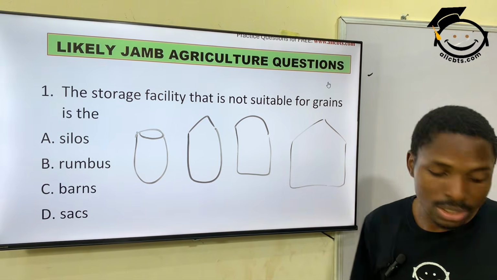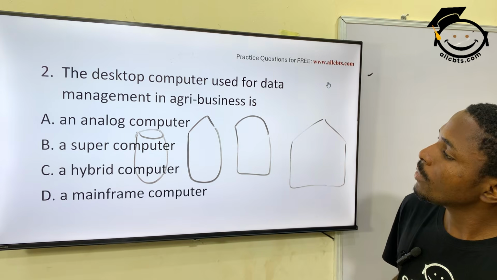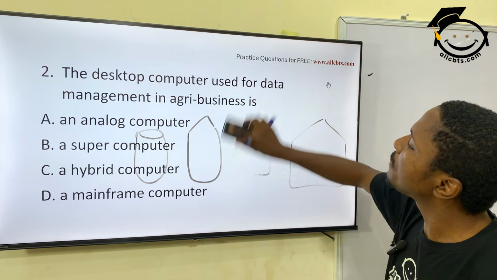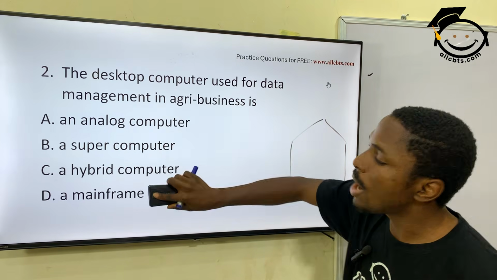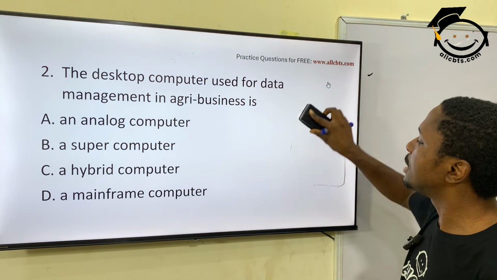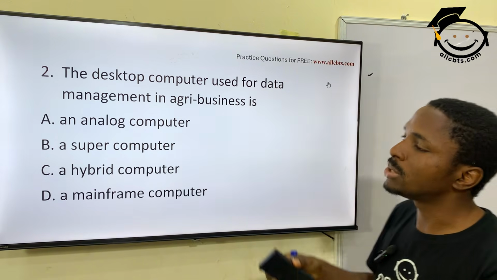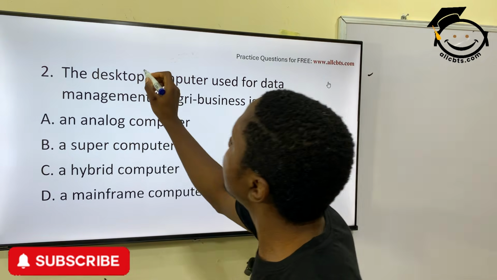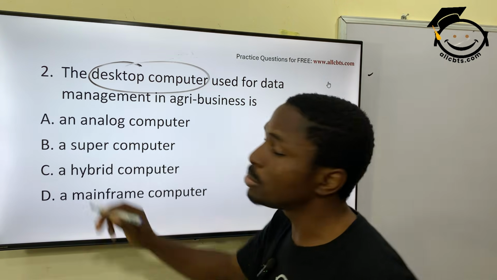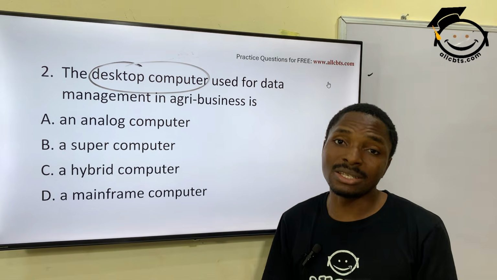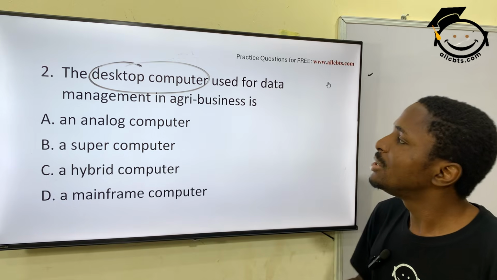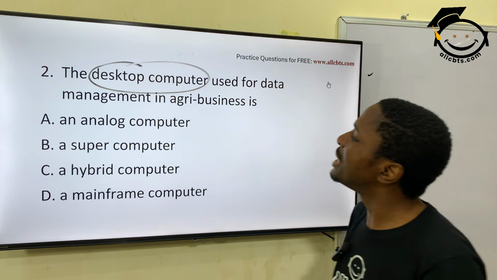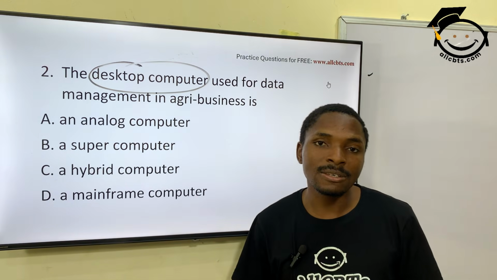Now let's get into it. Next question. The desktop computer used for data management in agric business or agro business is dash. The desktop computer. Now this is where the emphasis is. The computer that is used on a desk is what is called a desktop computer. Don't let the grammar challenge you.